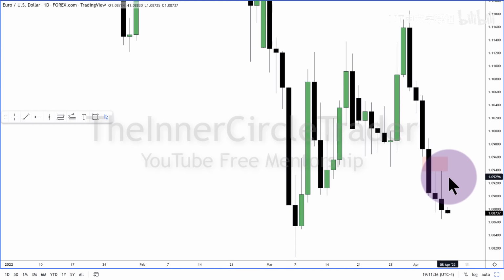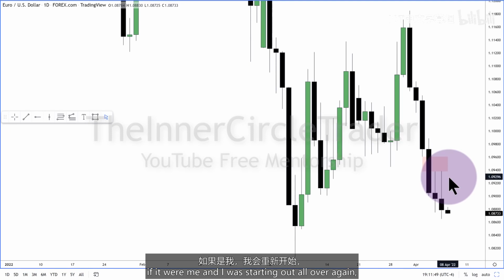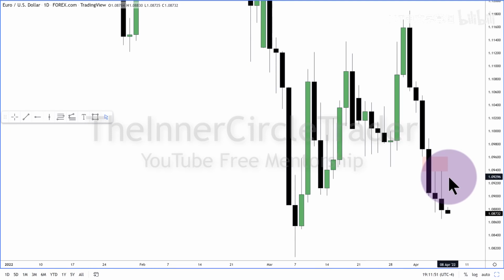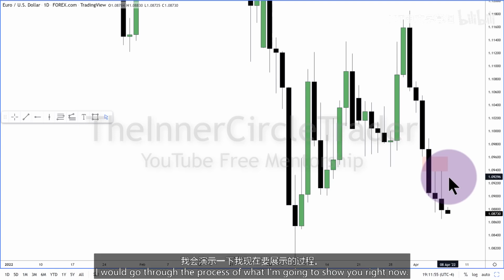What process, if it were me doing that, okay, I'm going to speak from that perspective. Now, I'm not saying you should do this. Notice what I'm saying here. If it were me and I was starting out all over again, I would use this model and I would go through the process of what I'm going to show you right now.